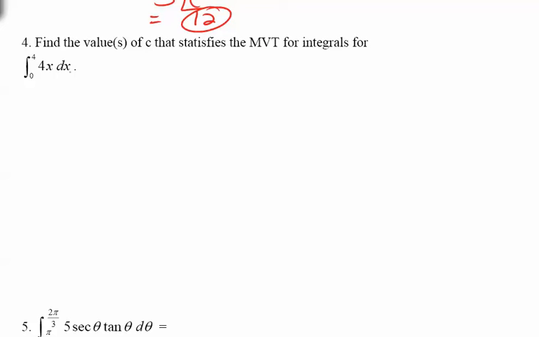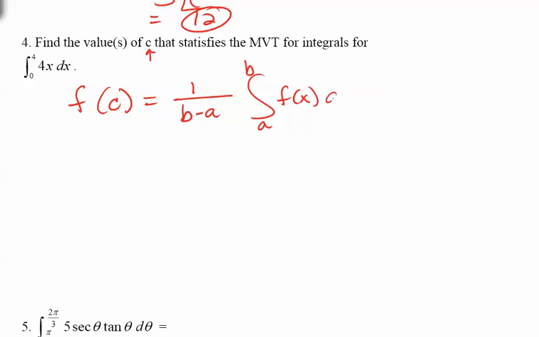Find the values of c that satisfy MVT. So this time we are looking for the x-coordinates where the average height occurs. So instead of writing the whole argument here, we'll just say we're looking for f of c that produces that average height. So if we get right to it, our function at c, and the width of our integral will be from 4 to 0, so 1/4 of.